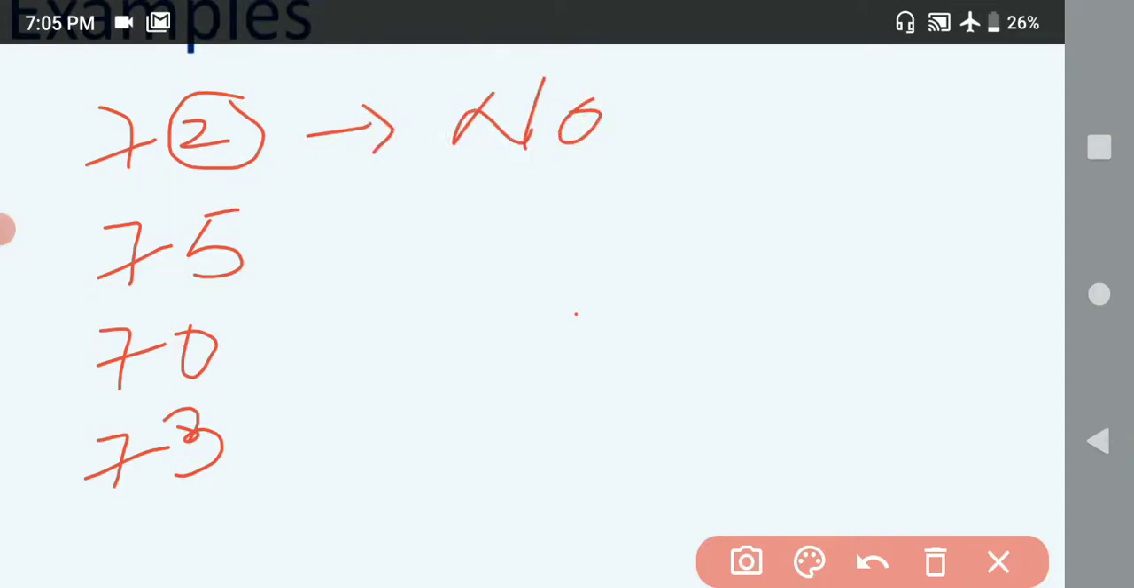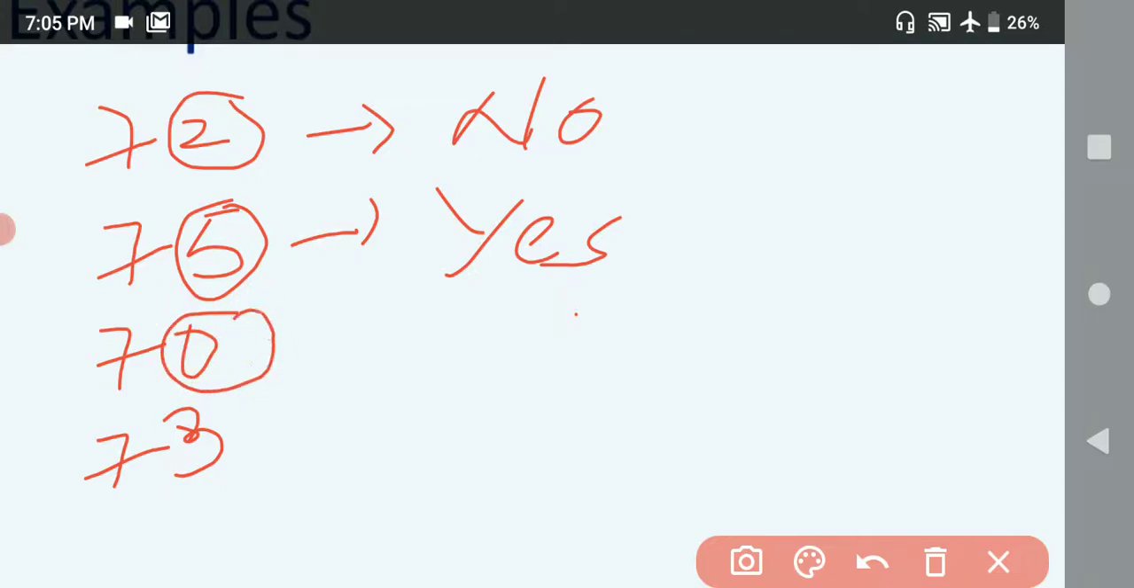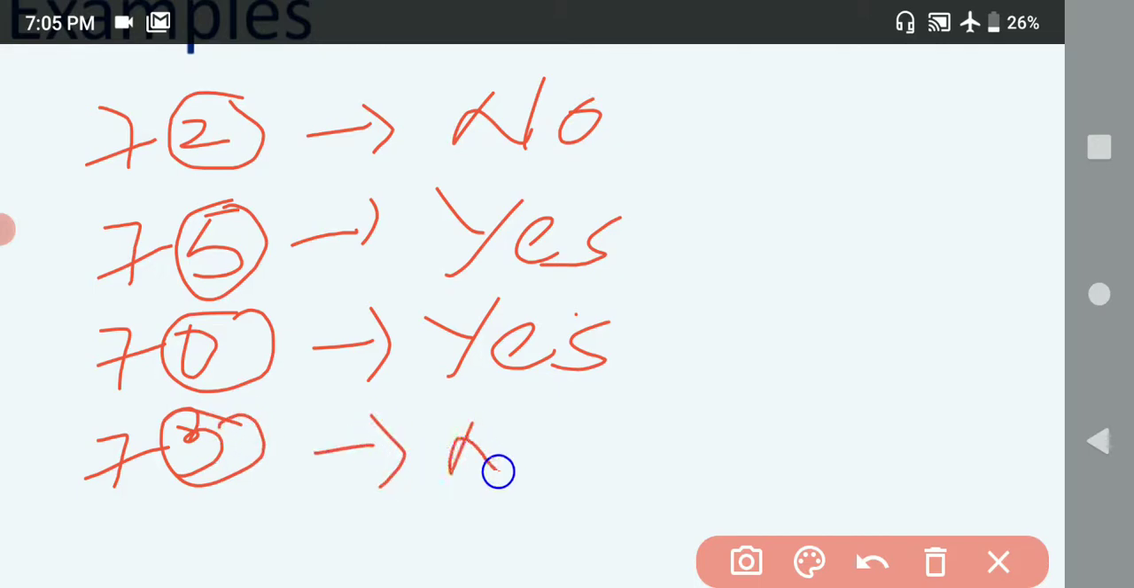No. The end digit is 5. Yes, divisible by 5. The end digit is 0. Yes. The end digit is 3. No, not divisible by 5.